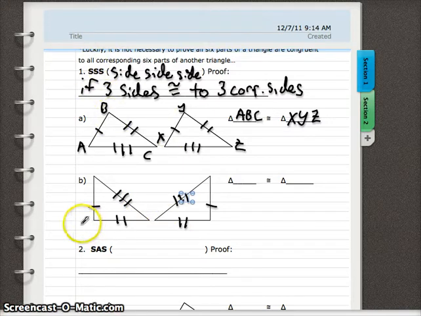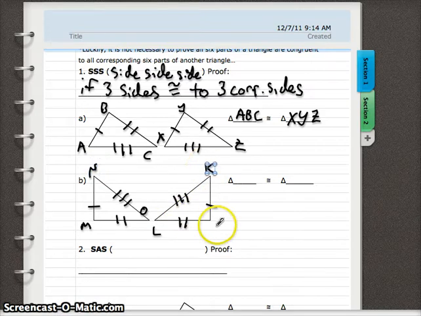Again, if we call this, let's say M, N, O, this is an N up here, and we call this one, let's say L, K, and H. It doesn't really matter what we name these here. Then whatever we name this first triangle, its corresponding parts in this triangle need to match up in the name.